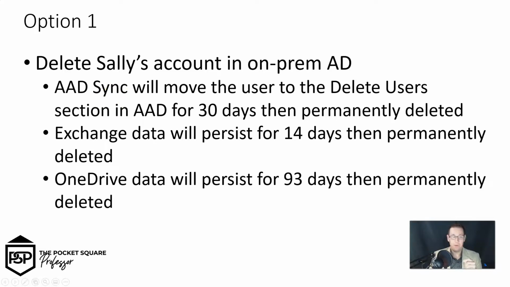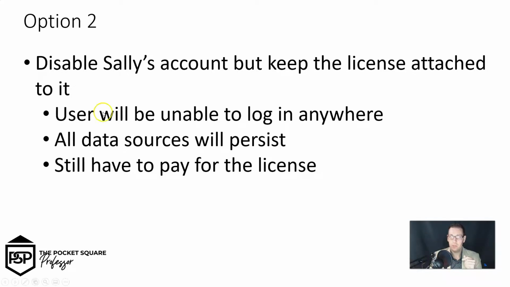All right, well, let's take the flip here. Let's take option number 2. So option 2 is we disable Sally's account, okay, but we keep the license attached to it. So we just disable it, and at that point here, the user, Sally, will be unable to log in to Office 365. You are unable to log in if your account is disabled inside of Active Directory. So the user won't be able to log in. That's fine. So that's, again, secure. We're closing the doors on it. Same concept. If I were to delete her user, I would not be able to log in either.